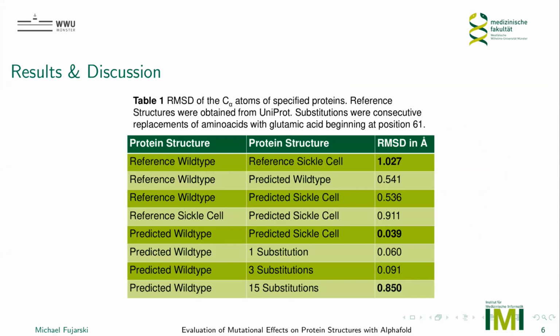So to sum up the table one, the reference wild type and the reference sickle cell had an RMSD of about 1 angstrom. The predicted wild type and the predicted sickle cell had an RMSD as little as 0.039, and 15 substitutions, so about 10% of the protein replaced, had an RMSD of 0.85 compared to the predicted wild type. So apparently, even large mutations have no effect on the general structure.